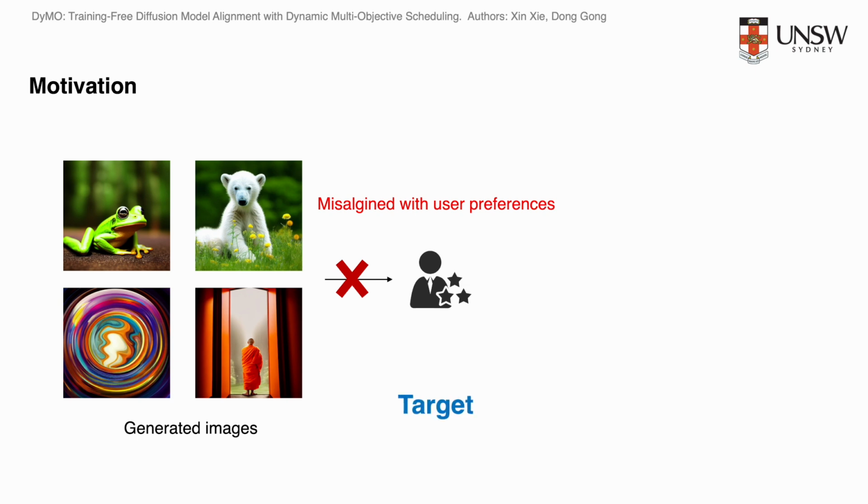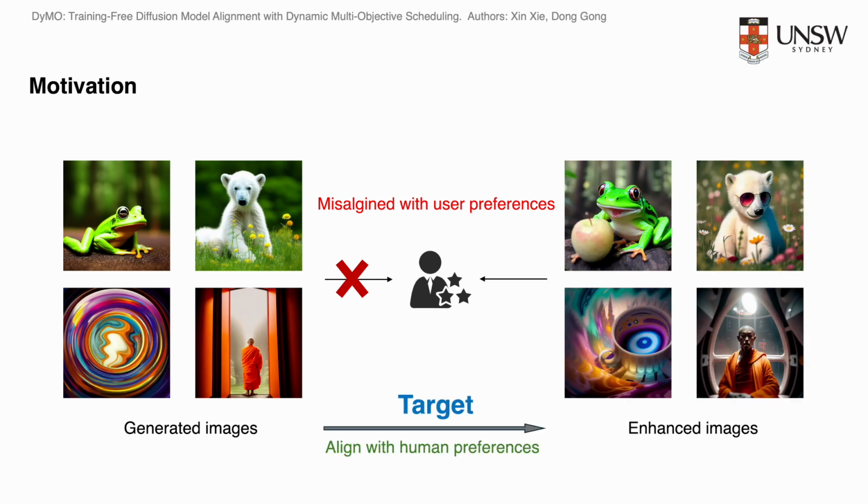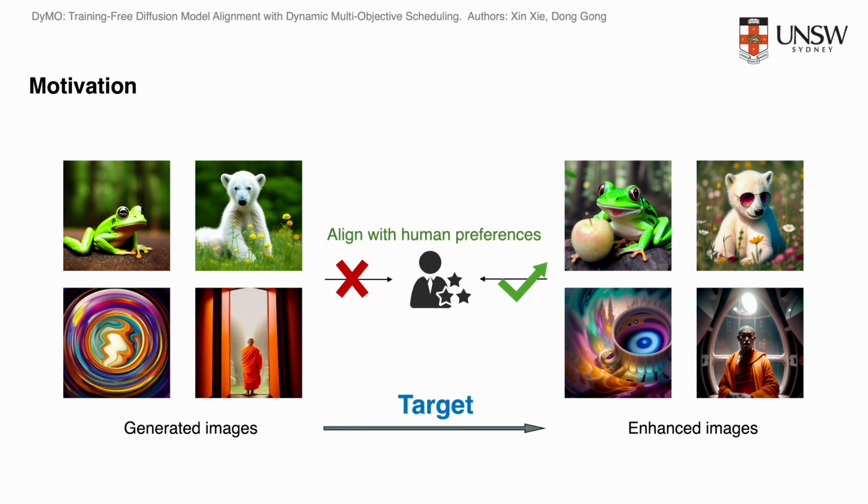We aim to generate images that not only align with the given prompt but also faithfully reflect user intentions, including content, composition, and style. This is what our method targets.